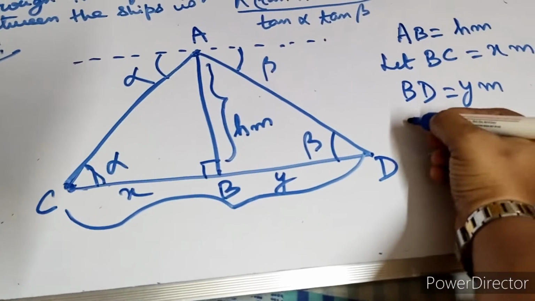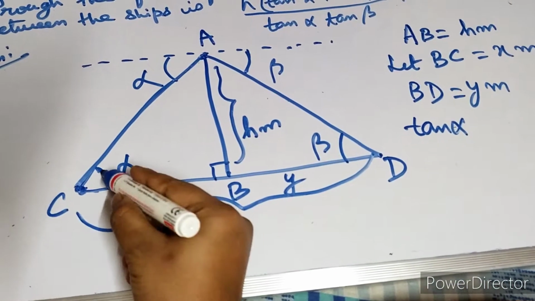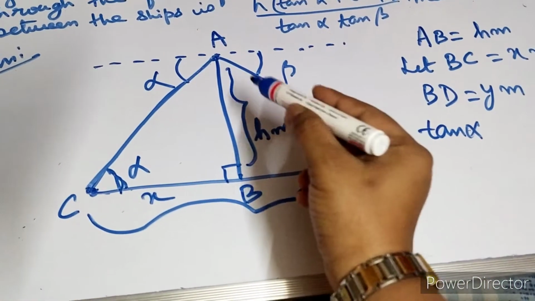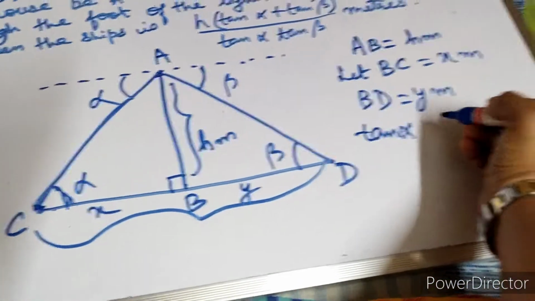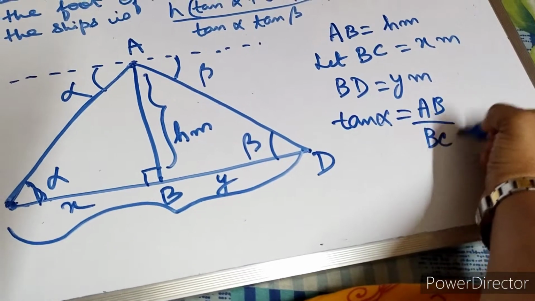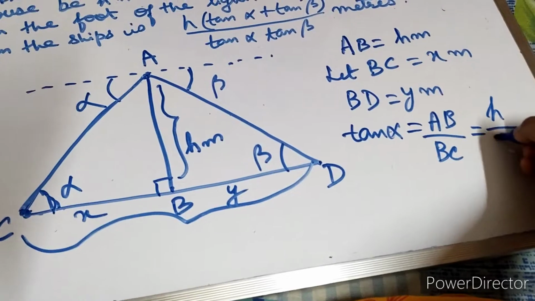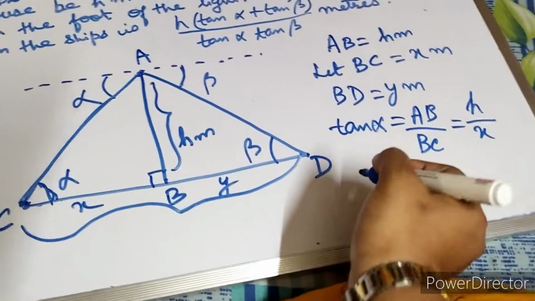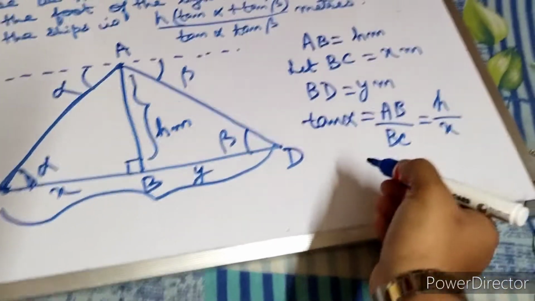Okay, so here, what will be tan alpha? This is the angle alpha. Tan alpha will be H by X. First you have to write AB by BC. What is AB? H. What is BC? X. So tan alpha is H by X.